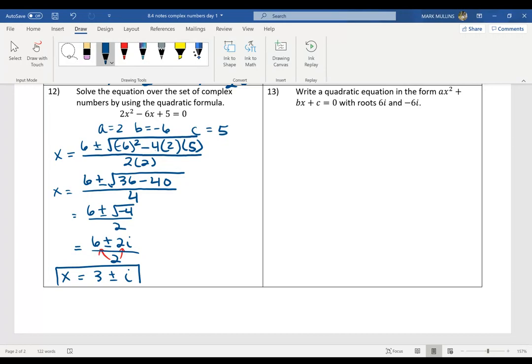This last problem, we're working backwards again. We're asked to find a quadratic equation that has these answers. So I'm going to start out by writing x equal to both of those answers. x equals 6i and x equals negative 6i. And then I am going to make both of them so that I have a factor that's equal to 0. What I mean by that is x minus 6i equal to 0. And the other one would be, if I add 6i to both sides, x plus 6i equals 0.